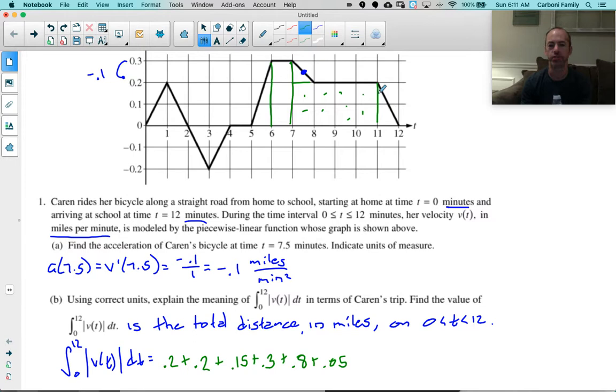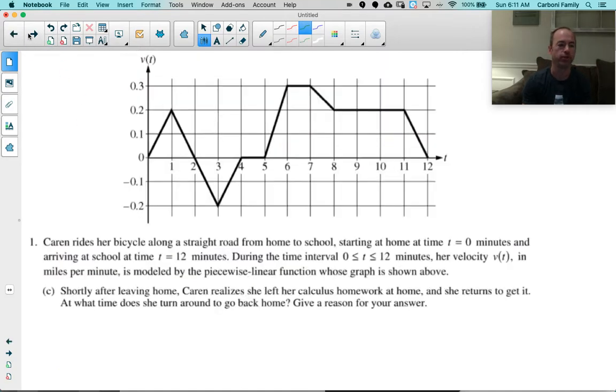And then this triangle is going to have an area of 1, but it's going to be 0.1 because of the weird scale on the y-axis. I do not feel like adding those together, so I'm going to leave it like that, and that distance would be measured in miles. So let's move on to part C.